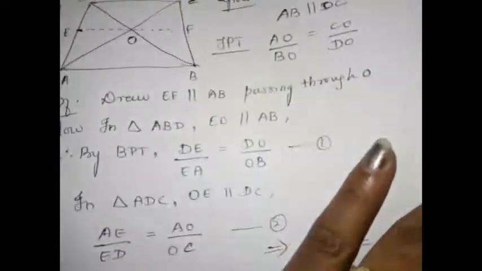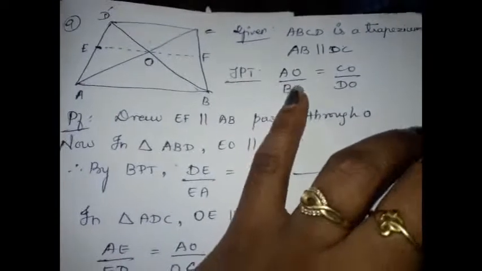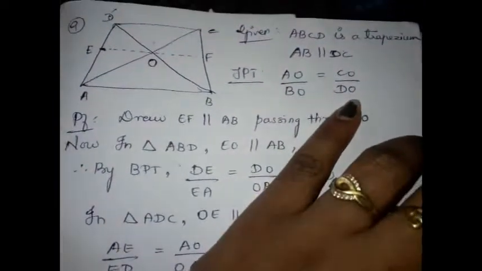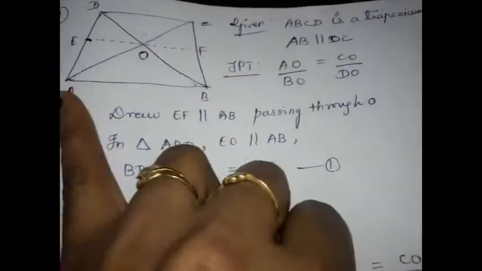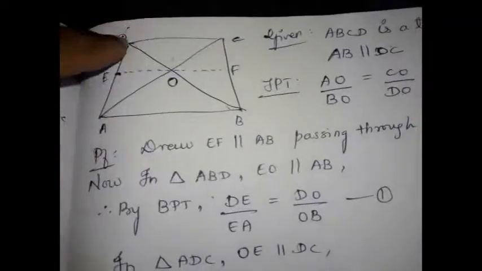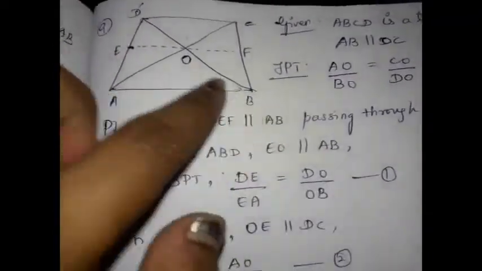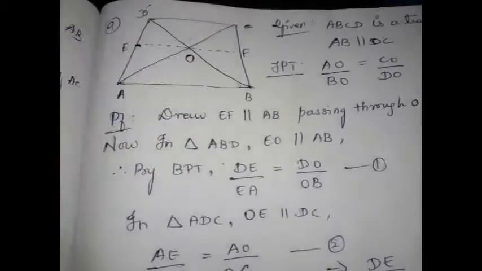What is given? ABCD is a trapezium where AB is parallel to CD. We need to prove AO by BO is equal to CO by DO. Now, what we are going to do is construct EF parallel to AB passing through O. Now in triangle ABD, EO is parallel to AB. So apply the basic proportionality theorem. DE by EA is equal to DO by OB.